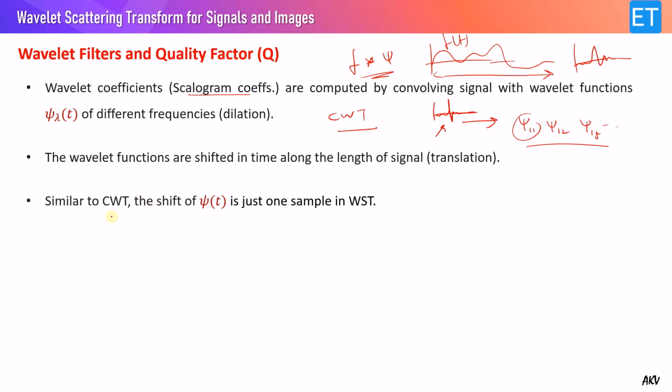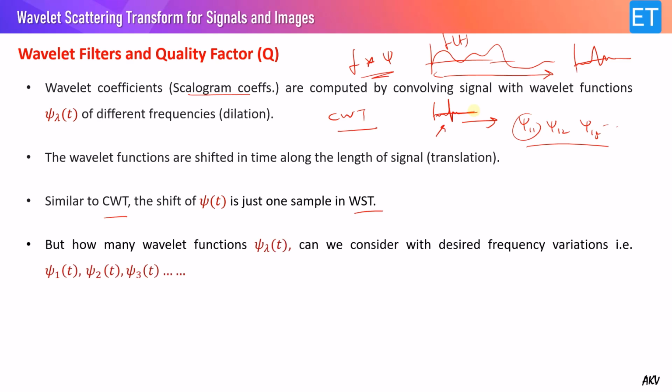So similar to the CWT, the shift of this psi(t) is just one sample in the scattering coefficient. So here also in the wavelet scattering transform, this wavelet is shifted on the time axis just one sample ahead. That's why we are getting a huge amount of coefficients also. While in the discrete wavelet transform, the shifting is different, but in the continuous wavelet transform, the shifting is just one sample.